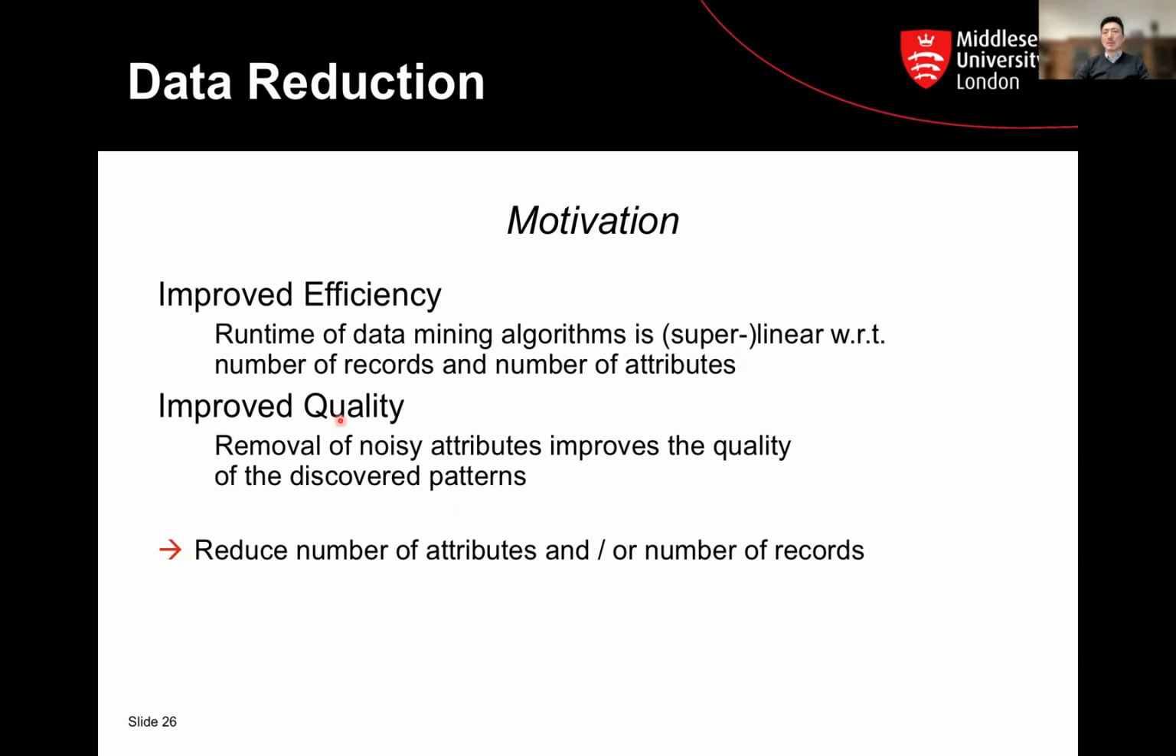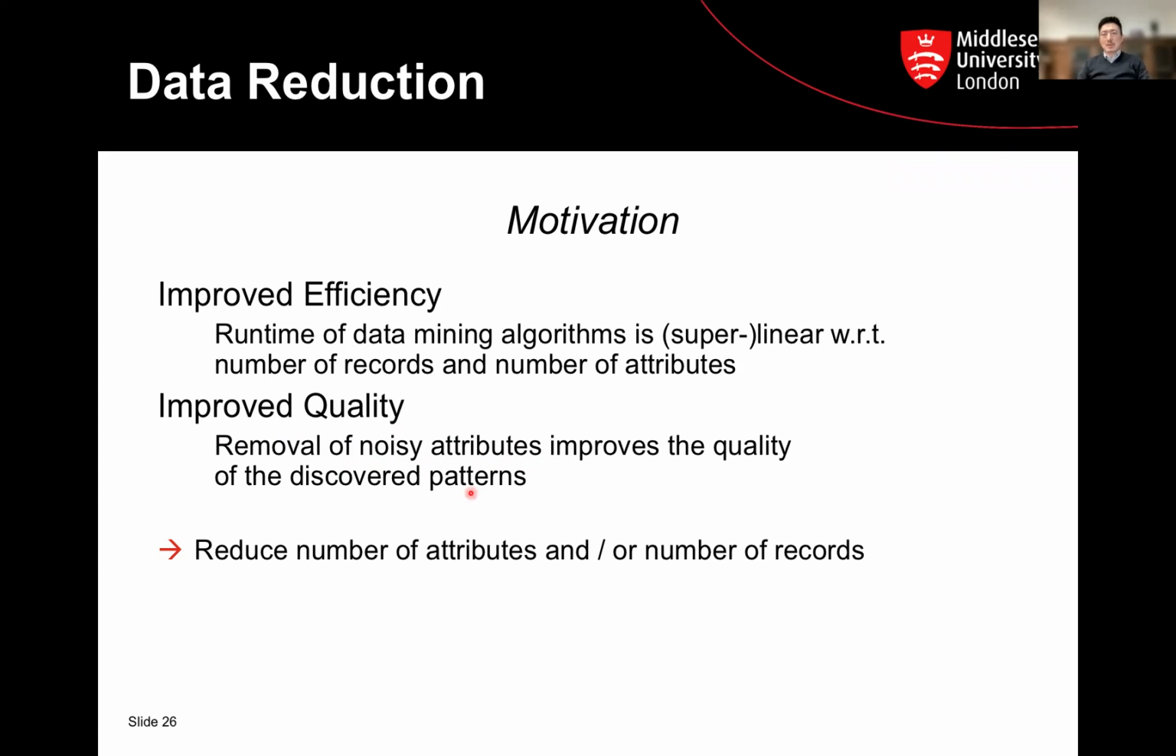And the other one potentially is to improve quality. Say, if you remove the noisy data or noisy attributes, it might improve the overall result. For example, we talked about before, you might have missing data or noisy data or errors in your table, and removing those can potentially improve the overall quality of the results.